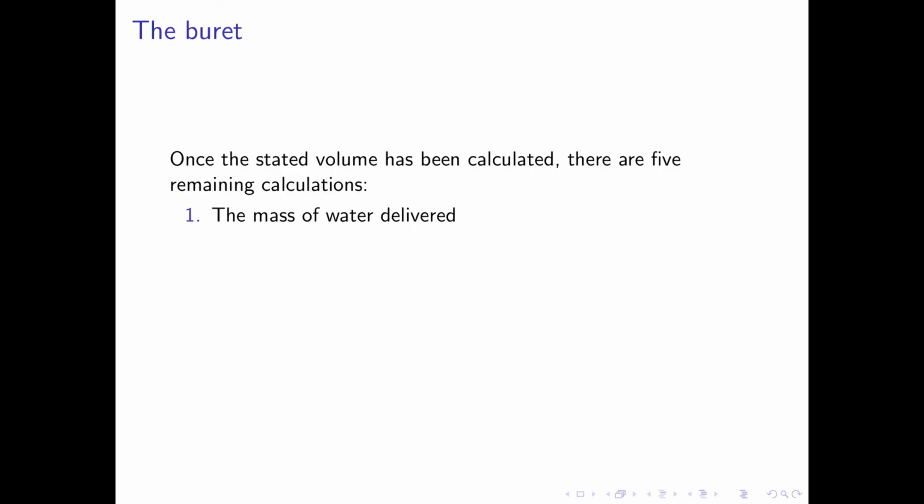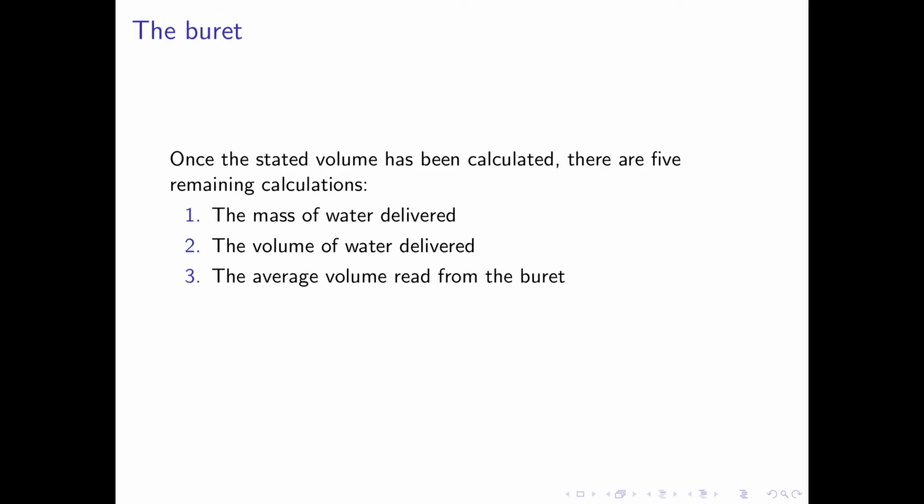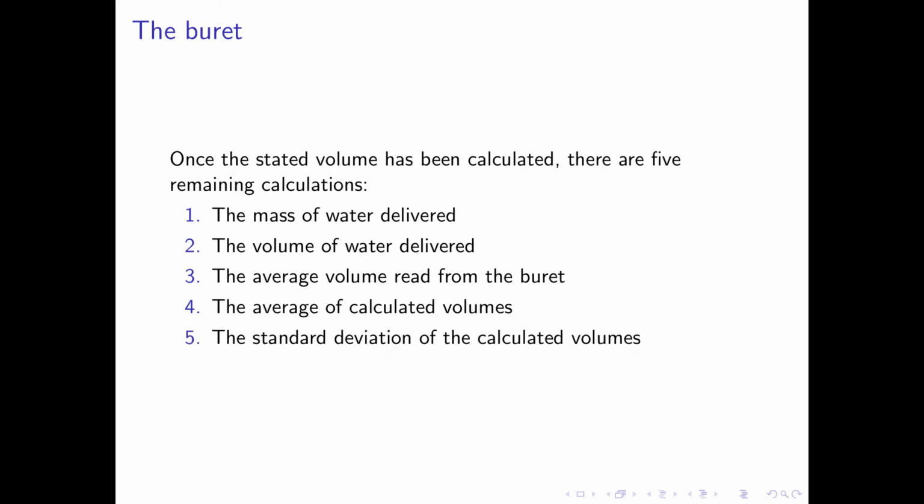The remaining calculations are largely the same as before, with one small difference. Again, we calculate the mass of the water delivered first. Next, we calculate the volume of the water delivered. Then we calculate the average volume as read from the burette. Next, we calculate the average of the calculated volumes. And finally, the standard deviation of the calculated volumes.